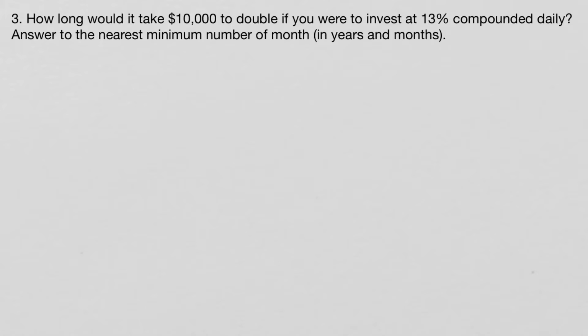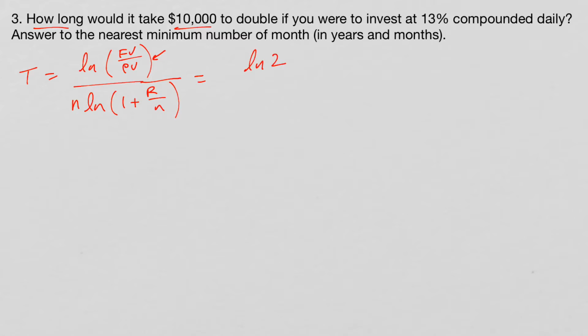Okay, again, this is how long, so I'm going to use the formula. T is equal to the log of the future value over present value, over n log of 1 plus r over n. Okay, and we're going to double. So our future value is going to be 20,000 because we're doubling our original 10,000. But we know that this division is going to be 2. So you don't have to say 20,000 over 10,000. If you're doubling, you're just going to have a log of 2. If you're tripling, it would be the log of 3.